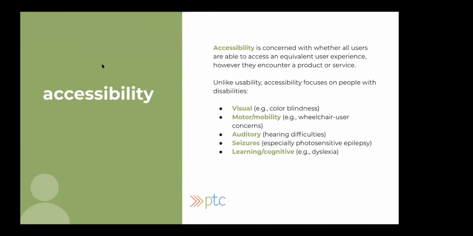Another example is that designers should use less crowded and larger fonts for those with dyslexia. There are a few more great examples listed on the slide, such as motor and mobility concerns, auditory, which is hearing difficulties, seizures, especially photosensitive epilepsy, and like mentioned before, learning or cognitive factors.